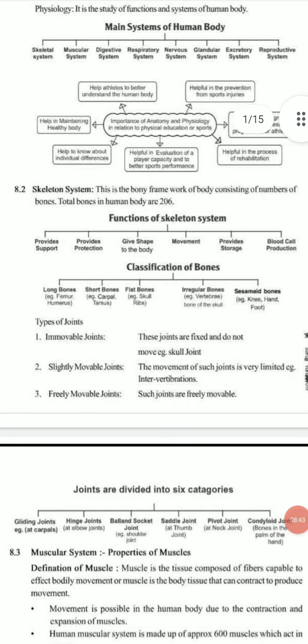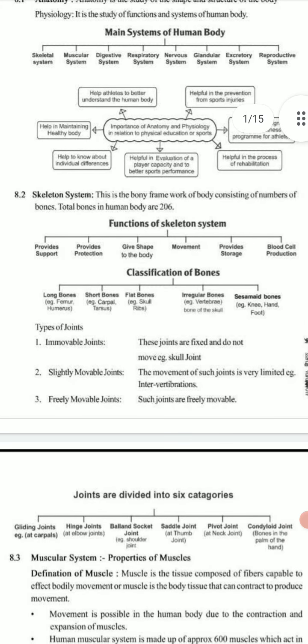So types of joint. Next to here, types of joint. First, immovable joints, slightly movable joints, and freely movable joints. So some joints are immovable, some joints are slightly movable, and some joints are freely movable. Immovable joints: these joints are fixed and do not move. Example of skull joint. So these joints are fixed and do not move. This is called an immovable joint.